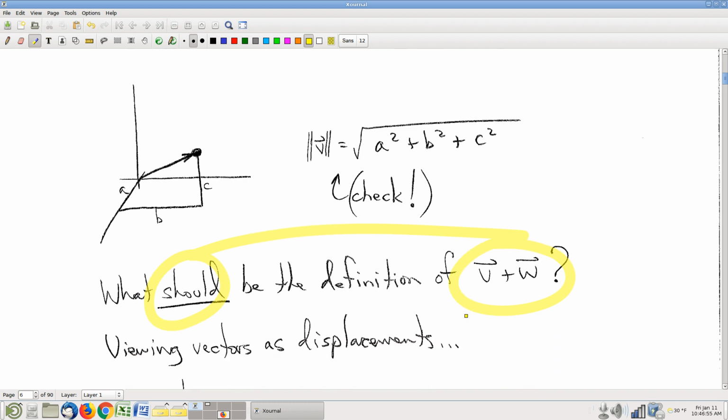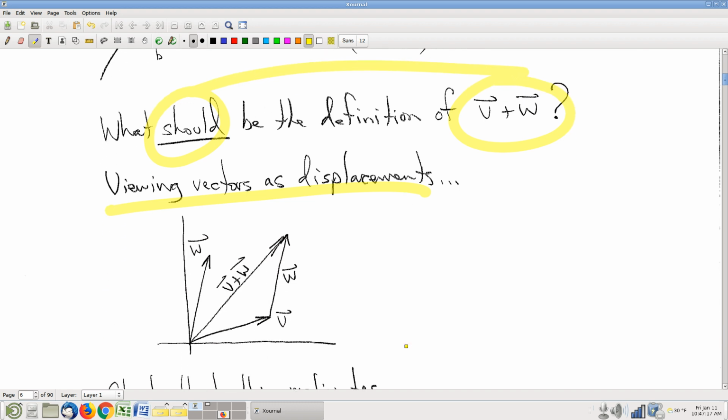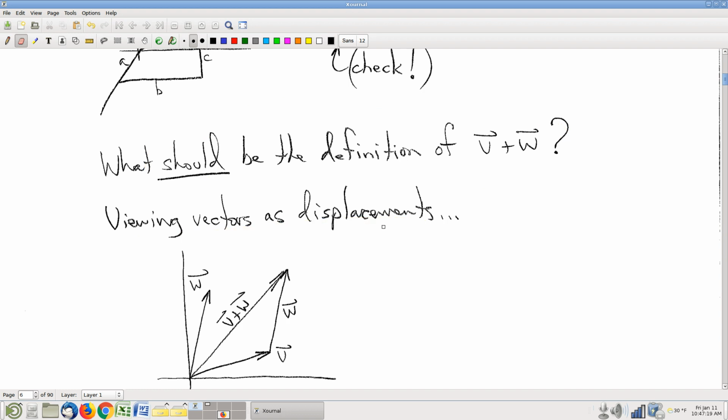And I like to view displacements. I mean, there are different points of view on how you can do this, and you can do this with velocities, but I think it's easier to see with displacements. How do displacements relate to each other? What might I really naturally need to be able to do with displacements? Let's define addition to be based on that, right? And so here's what I think is a very natural candidate.